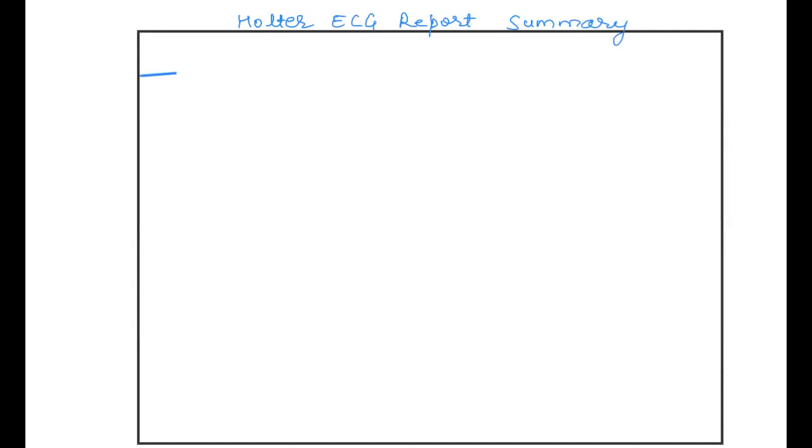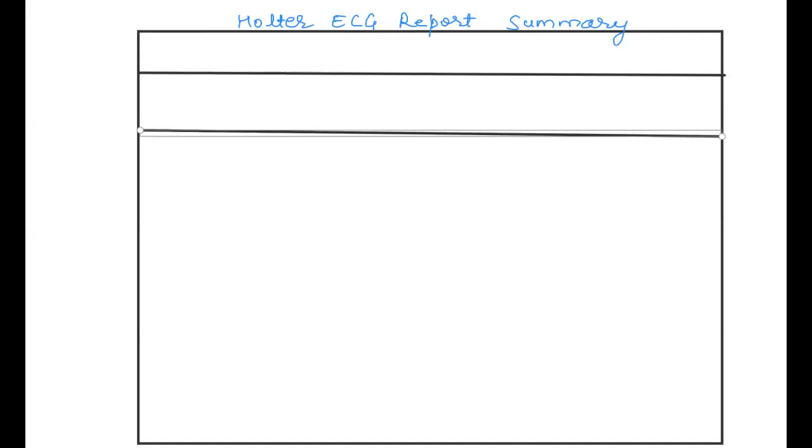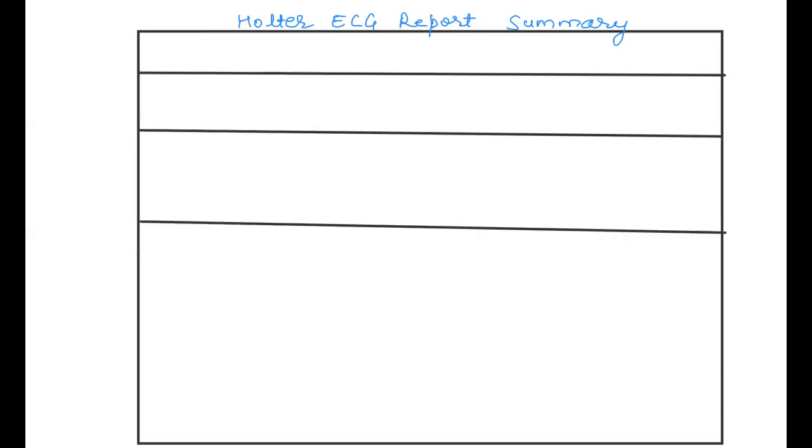So it has divisions like this. One, so I think I should use black color. Okay, one, which includes the name of the patient, date and all, and then patient information a bit. I think this one has to be a little bit lower.